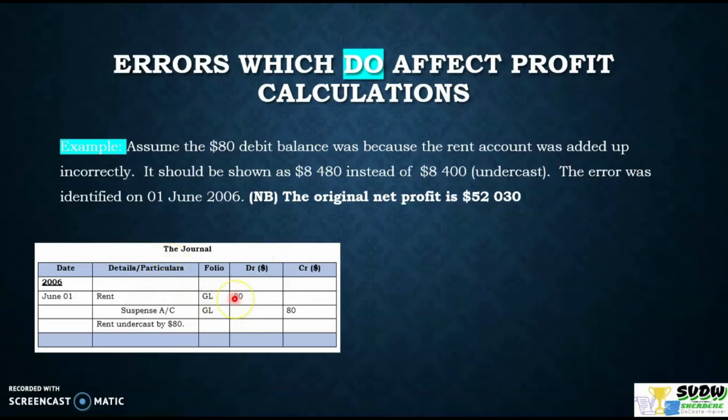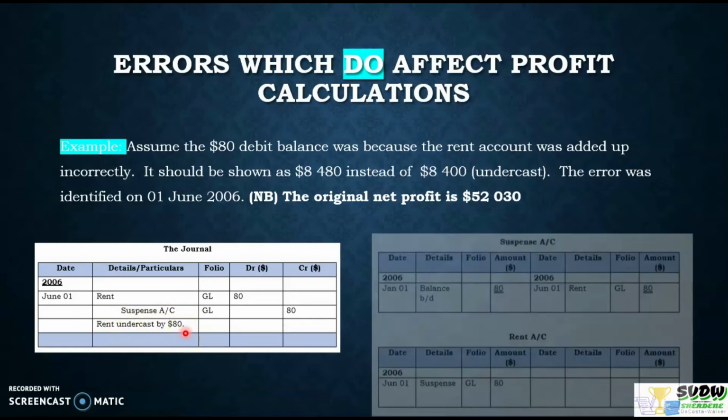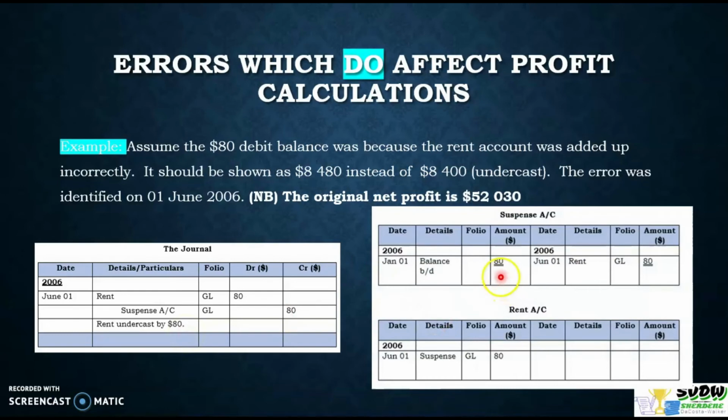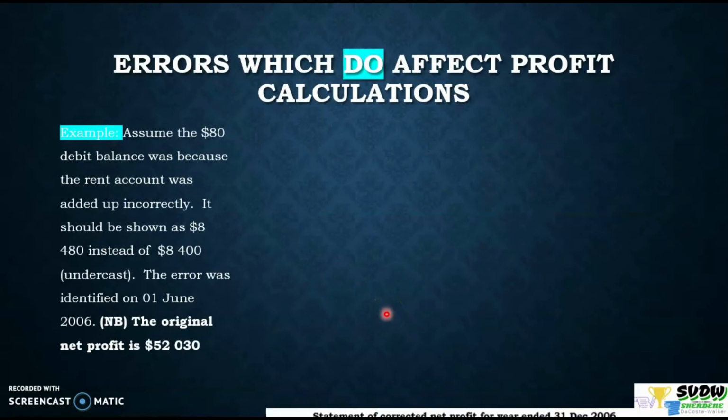We would have debited it. Rent is an expense, carries a debit balance, so it was undercast or understated, and so we would have to put it on the debit side to increase the amount from the 8,400 to the 8,480, and we would have credited the suspense account because no other account was affected. So rent was undercast by $80. And this would have been our entry. We would have closed off suspense, seeing that we found the error.